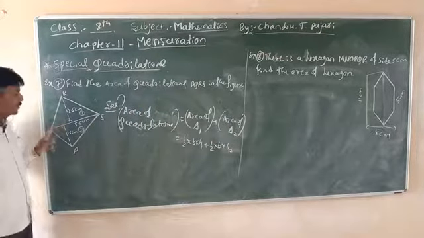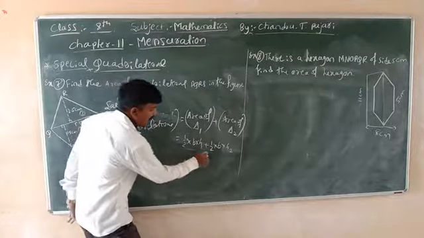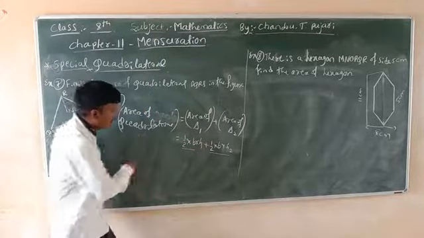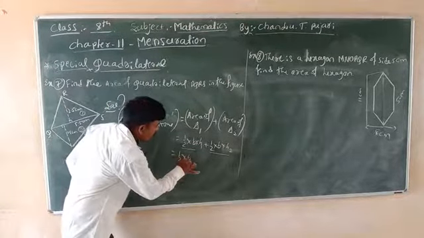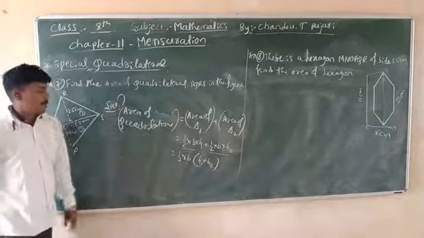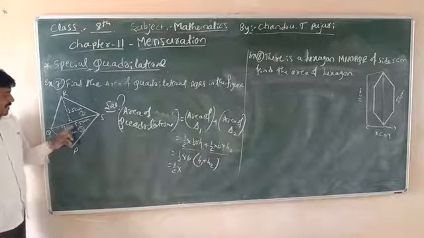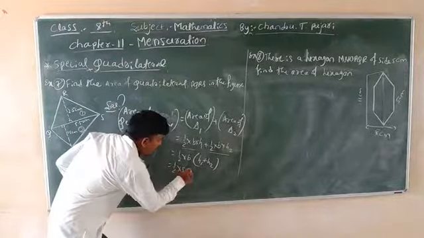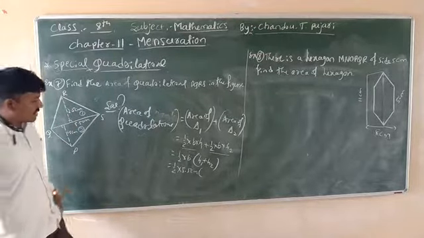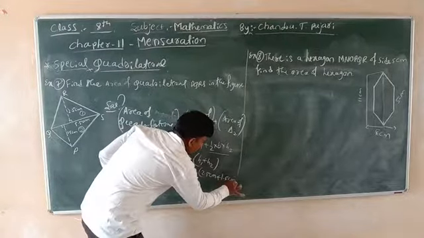The two heights are different, but there is only one diagonal, which is the same for both triangles. Again, we take these two formulas. Which one is common? 1 by 2 is common, and the base is the same, so we take it outside. Therefore, 1 by 2 into base into the bracket of h1 plus h2. Okay, put the values. 1 by 2 into base 5.5 centimeter into h1 2.5 centimeter plus h2 1.5 centimeter.